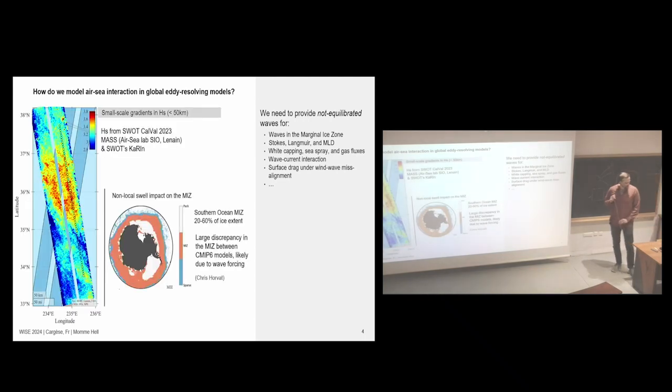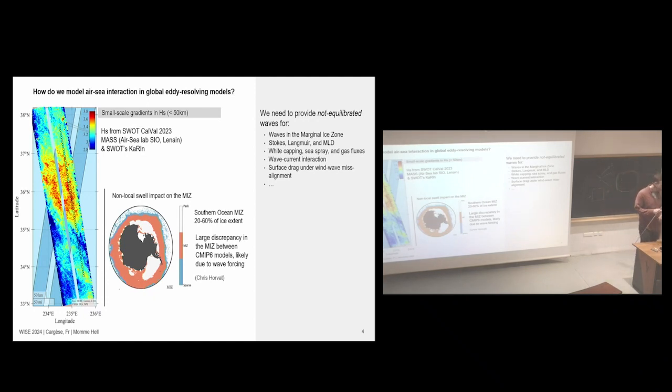And I just show you here 2 examples. One is the figure on the left that Bia showed yesterday. That is SWOT observations with mass on top of it. And you see the relatively small grains in HS. And the other example is the marginal ice zone problem. The orange area here around Antarctica illustrates the marginal ice zone. That is the area that is affected by waves. That means waves break the sea ice and therefore change fluxes pretty intensively.